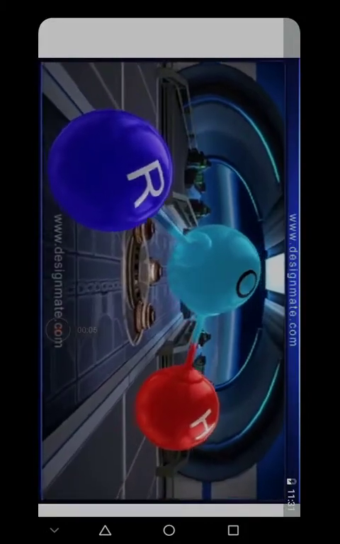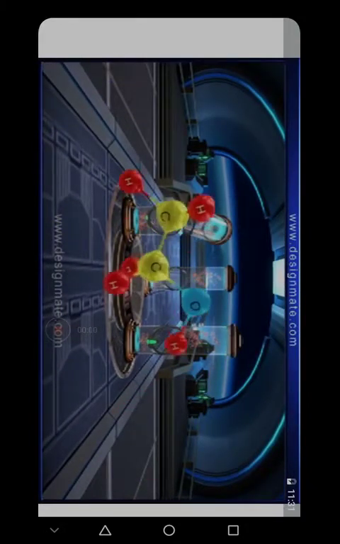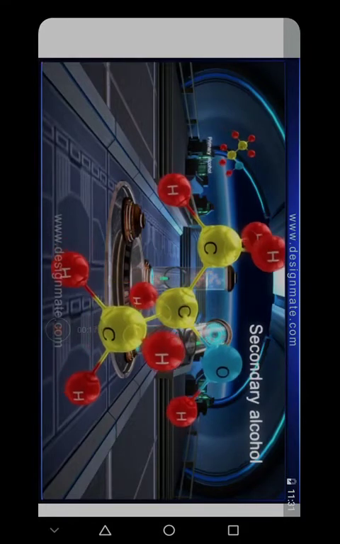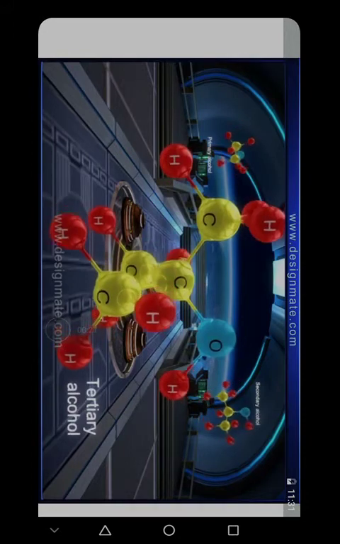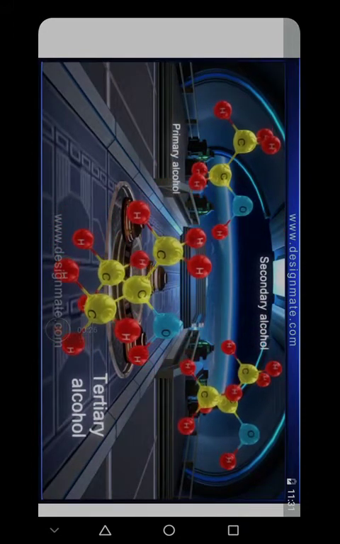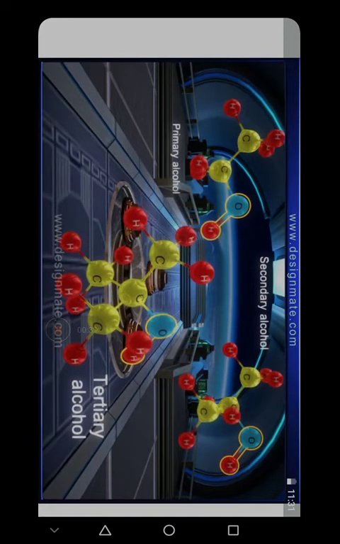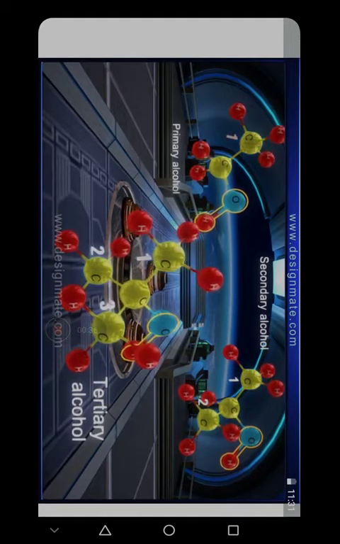Alcohols represented by the general formula ROH are classified as primary, secondary, and tertiary, depending upon whether the carbon atom attached to the hydroxyl functional group is bonded directly to one, two, or three carbon atoms.